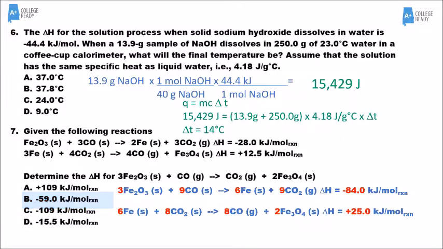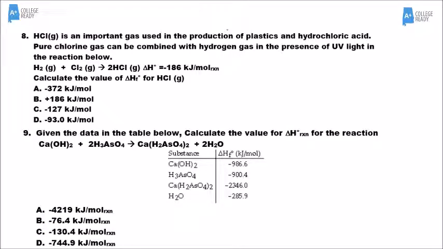Number 8 is the idea of heats of formation, where the delta H of the entire equation is equal to the delta H of formation of all the products minus the delta H of formation of all the reactants. We know the delta H for the entire equation is negative 186. We know that hydrogen and chlorine are elements in their standard state, and so they have a value of 0. Plugging in for it, we can solve for the value of HCl basically being half of negative 186.